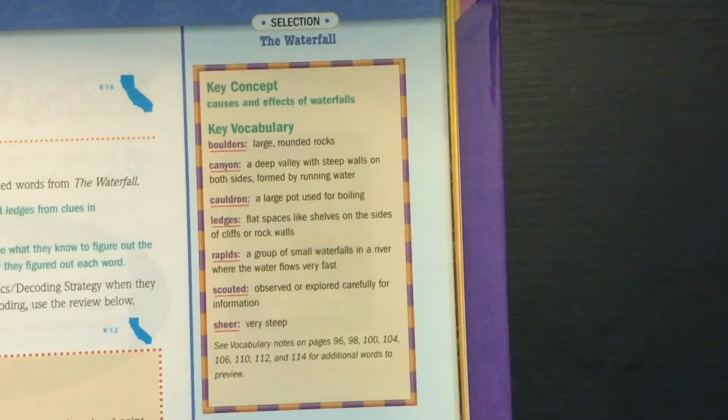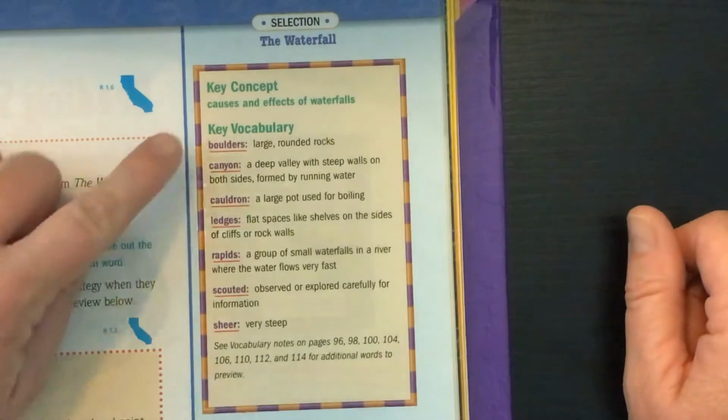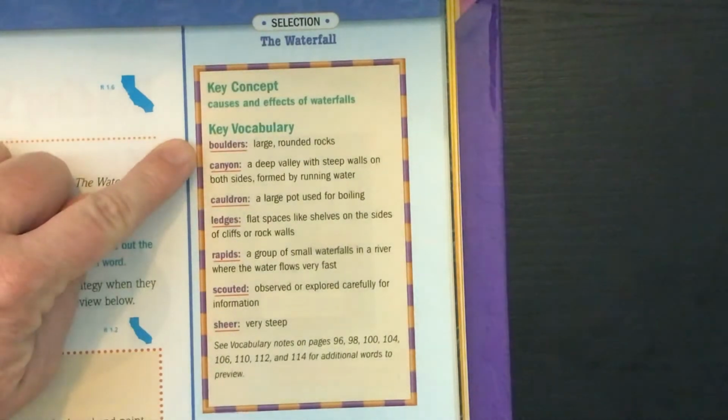All right, third graders. This week we're going to be reading a story called The Waterfall. And I know a lot of people have talked about how much they like being outdoors, and so I think you're going to enjoy reading about this. So we have some key vocabulary words, so I'm going to go over those. I'm going to say the word, and then I want you to say it after me, and then I'll read the definition. So I'm going to say the first word, boulders.